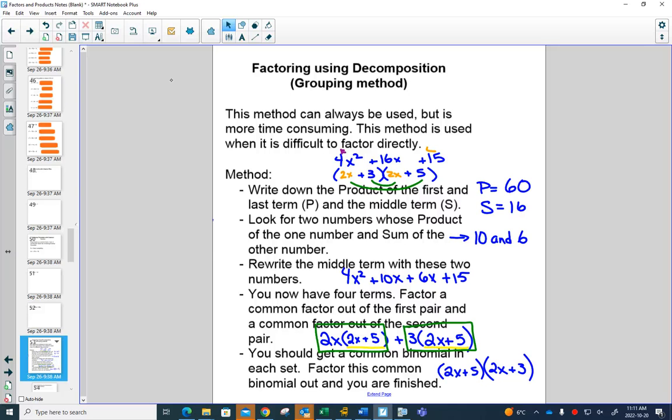And this is like the step when you FOIL this out. Can you see that when I FOIL this out, if I wrote everything, I would get a 10x plus a 6x? This is my outside and my inside. It finds out what those outside and inside things were before they were combined.